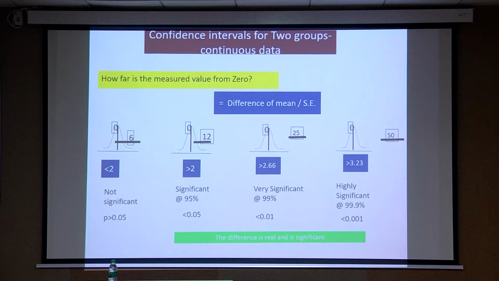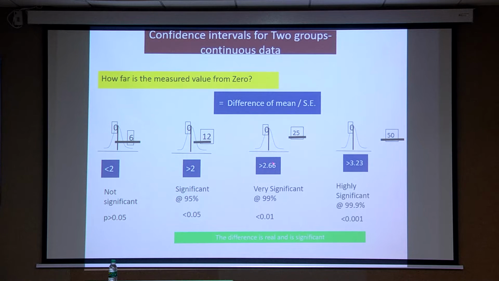So we know that if 0 is not included, there is a difference between two groups. But can we say how significant the difference is? For that, since it is continuous data with two different groups, an unpaired t-test is used. The calculated t-value is equal to the difference of means divided by the standard error. If the calculated t-value is more than 2, we can say the difference between the two groups is significant with 95% certainty.